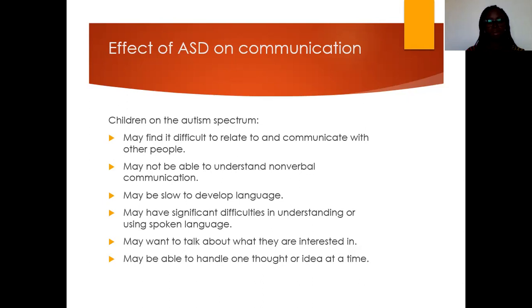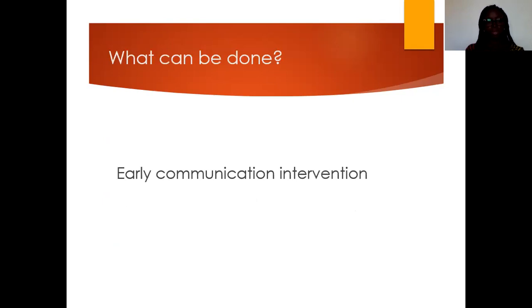So they are able to do one thing at a time. So for instance, the child is writing and you are also talking to the child. It's difficult for the child to be able to focus on both. What can be done? What we need is early communication intervention. So as early as possible, you have to support your child with communication.